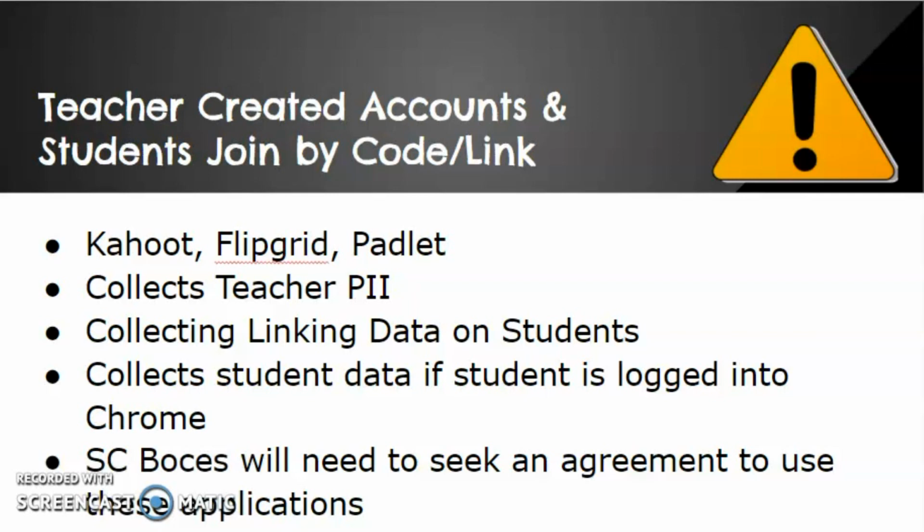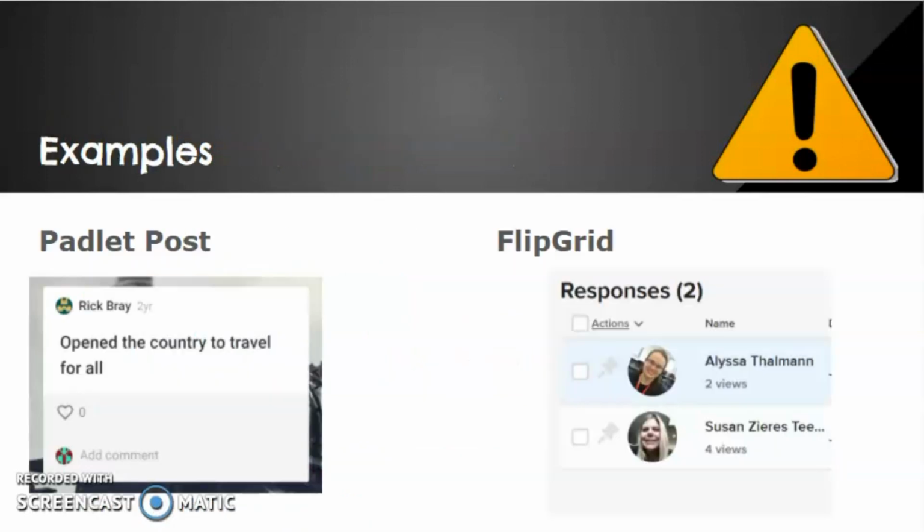And remember, several slides back, linking data is anything that you can reasonably link a student and a teacher together. And some of that linking data is considered a first name, or initials, or the student email. So I'm going to show you a couple of examples of some posts where you might not intentionally collect their data, but they are logged into Google Chrome, which, if they're on an iPad, they're automatically logged into, and it just automatically collects this information. So that's why I have a big caution sign.